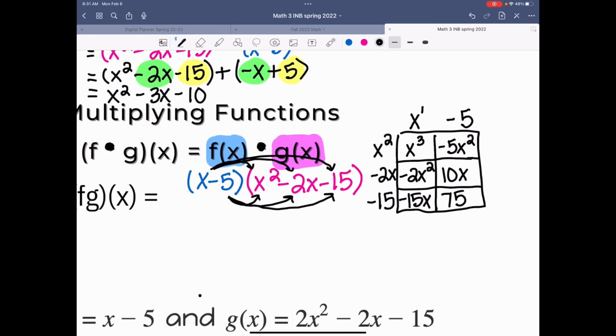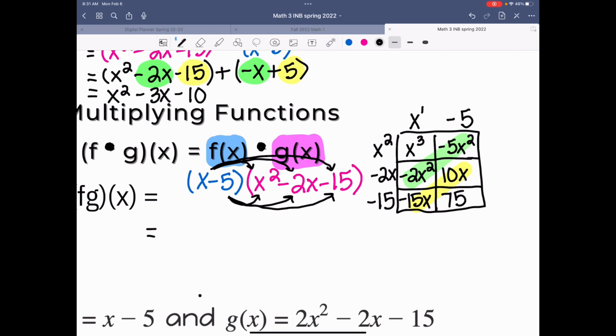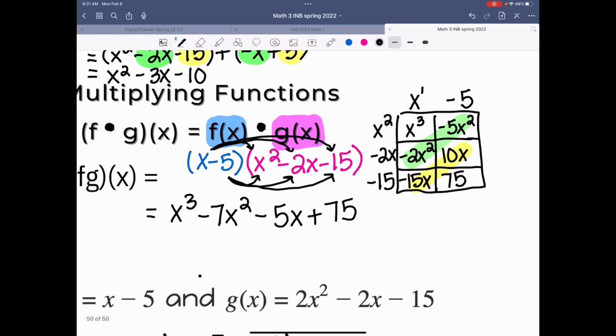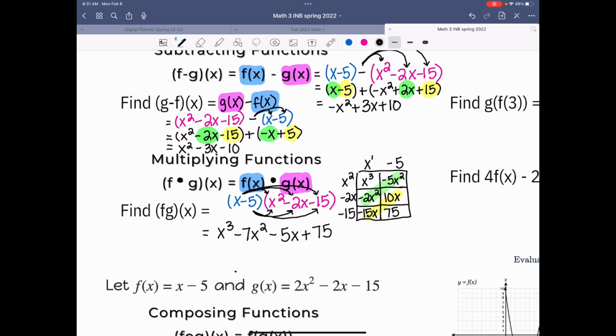Now we just need to combine like terms. So when we combine like terms, we're going to look for the ones that have the same variable, same exponent. So these two can combine together, and these two can combine together. So when we finish this, this is going to be x cubed minus 7x squared, because negative 2 and negative 5 give me negative 7. Then minus 5x, because negative 15 and 10 give me negative 5, and bring down the plus 75. All right, so that is adding, subtracting, and multiplying.